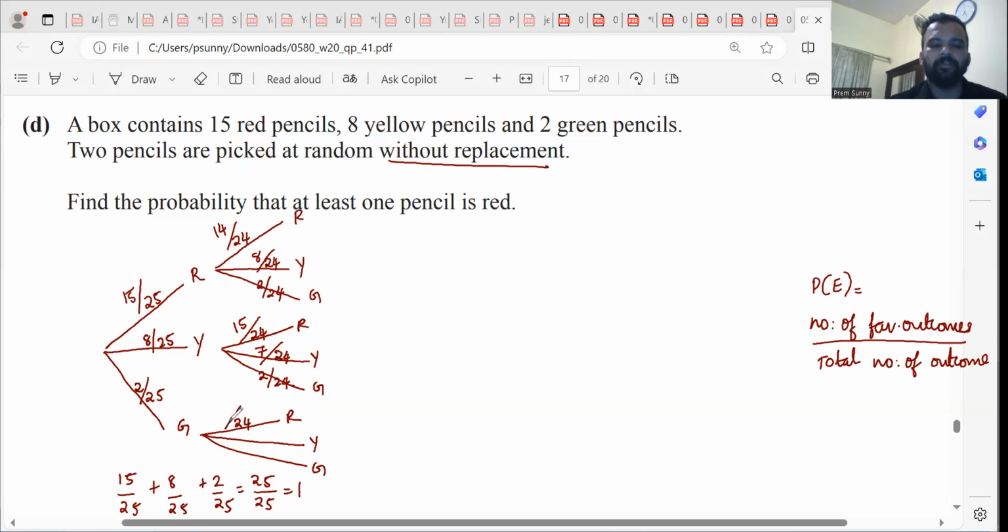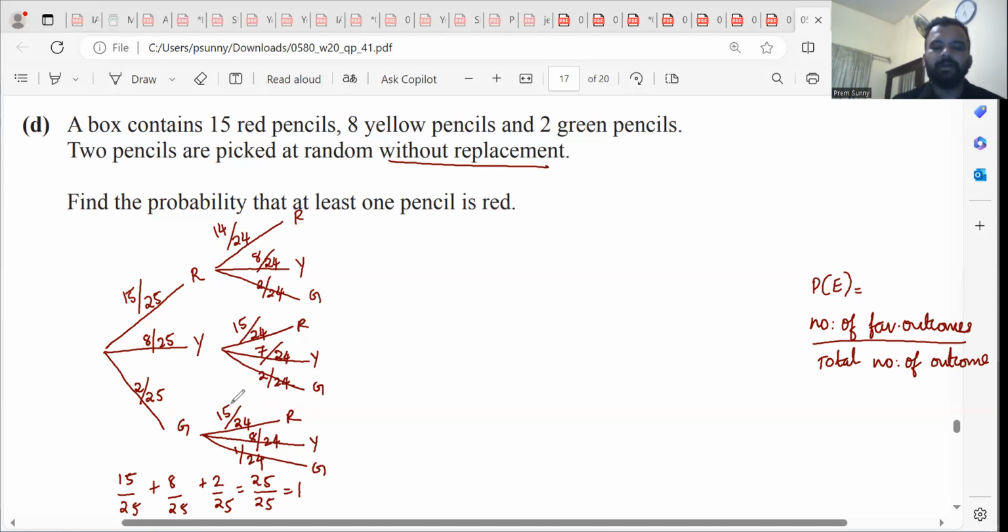So I have only 24 pencils in my bag. Green is the one which I got and it is without replacement. So all the 15 reds are still there for the second attempt. For yellow, since I got green in the first attempt, all the 8 yellows are still there in the bag for the second attempt. And since in the first attempt I'm assuming that it is green, initially there were 2, I took 1, it is without replacement, and now I have only 1 green remaining. So that is 1 out of 24.